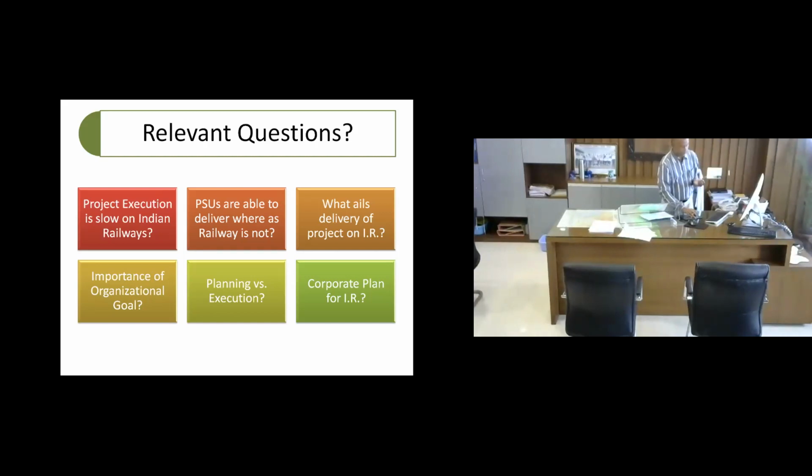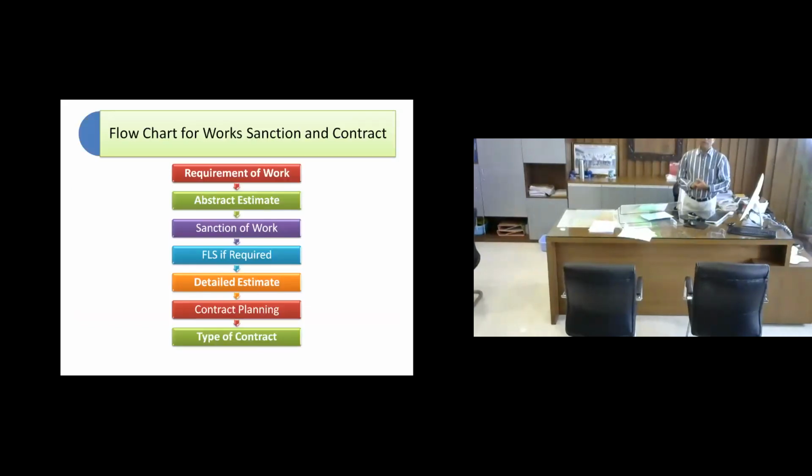Okay, just to refresh your memory, because some of you might be wondering how your work is sanctioned and how it is executed on Indian Railways. First of all, requirement of work. When we say requirement of work, like on a section, suppose you want to increase the throughput of a line.